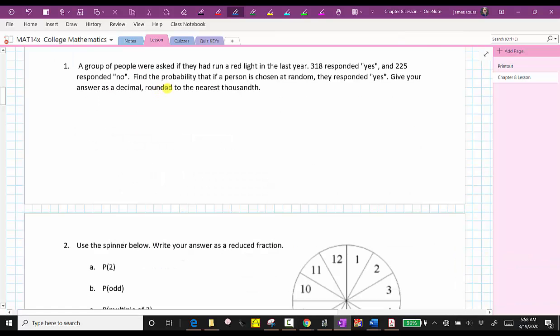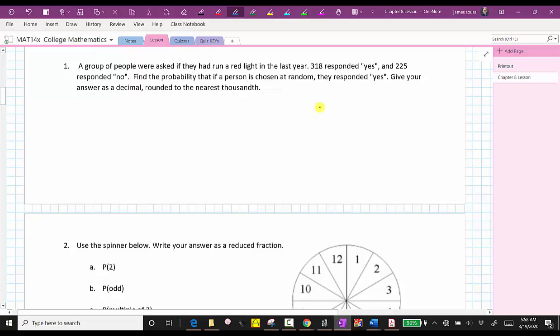Suppose a group of people were asked if they had run a red light in the last year. 318 responded yes, and 225 responded no. Find the probability that if a person is chosen at random, they responded yes. Give your answer as a decimal, rounded to the thousandths place value.